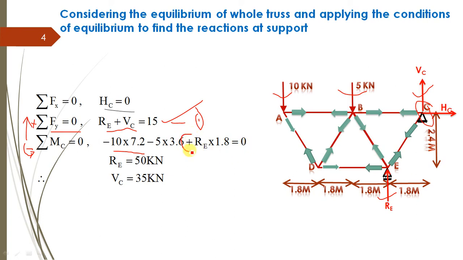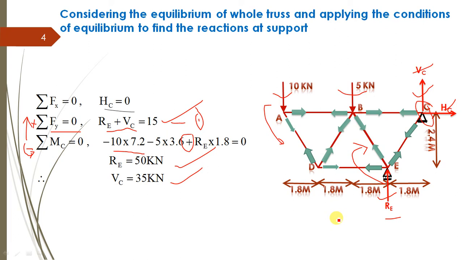Here I have given the positive sign because RE will create the moment in clockwise sense. Here the 10 kilonewton force creates the moment in anti-clockwise sense, therefore it is negative. So after solving this, you will get the value of RE. Substitute RE in equation 1, you will get the value of VC. Now RE is known to us, VC is known to us, HC is known to us, all support reactions are over.